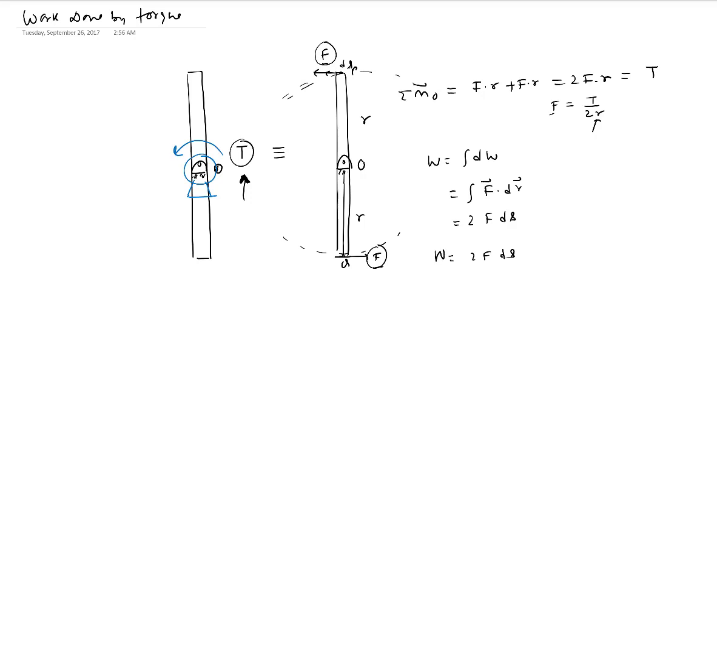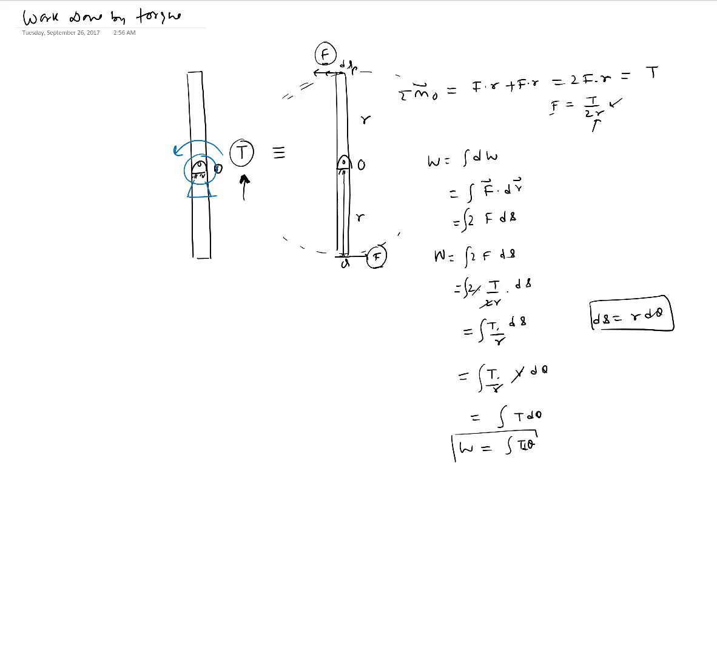Okay, now what is F itself? F we have seen is equal to T over 2r, so 2 times T over 2r ds. So this cancels, and we get T times ds over r. First of all, this is all an integral, which I missed. Now what is ds? Well, ds is equal to r times d theta. We know that, so we can substitute that. So T over r times r d theta, so r cancels, and we get the integral of T d theta. If T is constant, I can take it outside, but in general it does not have to be. So the work done is equal to the integral of T d theta.